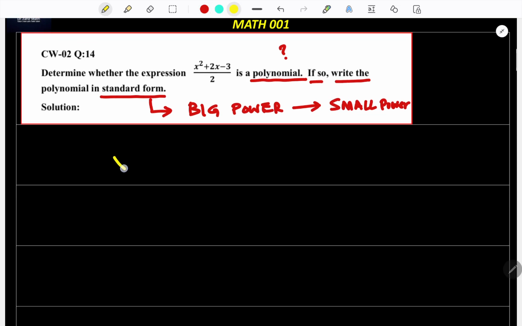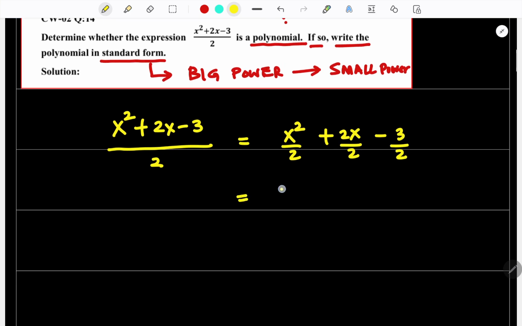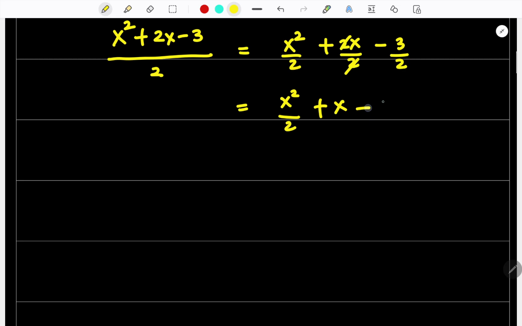Now what is your question? x square plus 2x minus 3 divided by 2. I can write this as 1 by 2 x square, or in a simple way, x square by 2 plus 2x by 2 minus 3 by 2. Can I write like this? Yes. So this equals x square by 2 plus, 2 gets cancelled, then it is x, and then minus 3 by 2. So this is your polynomial.